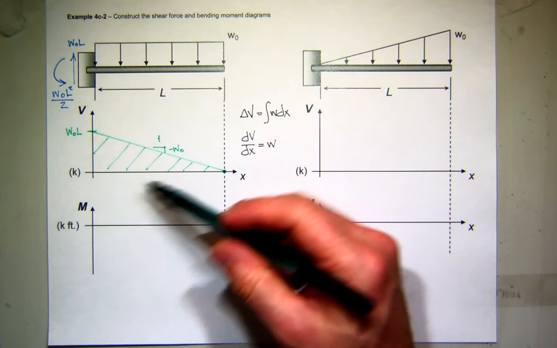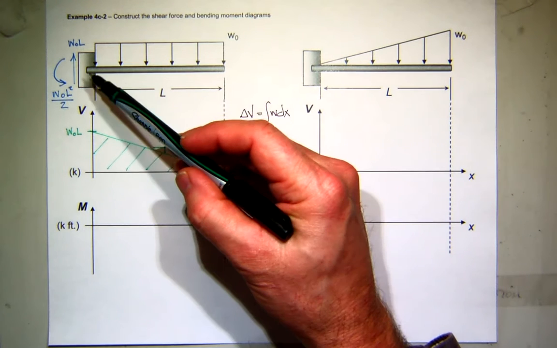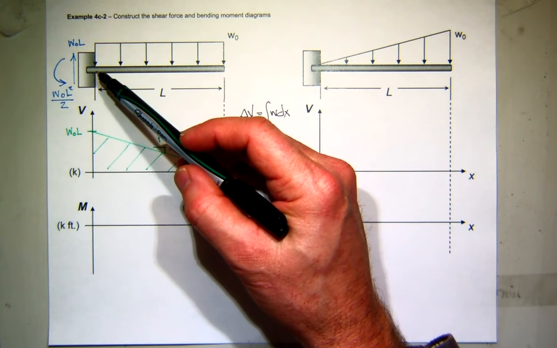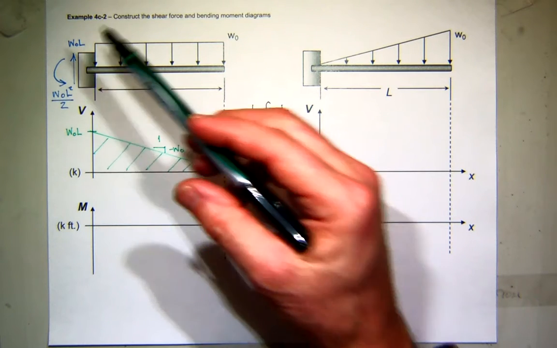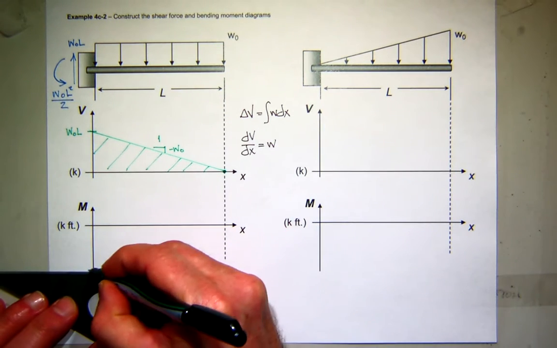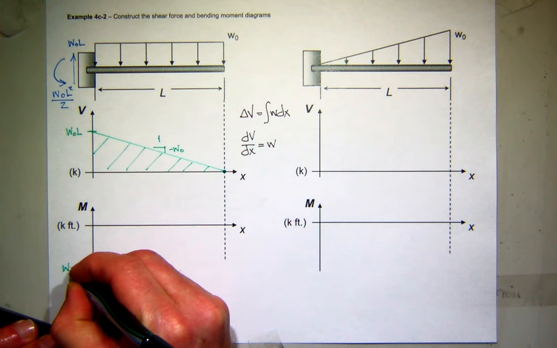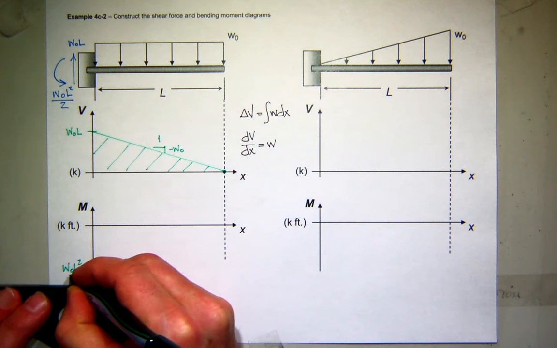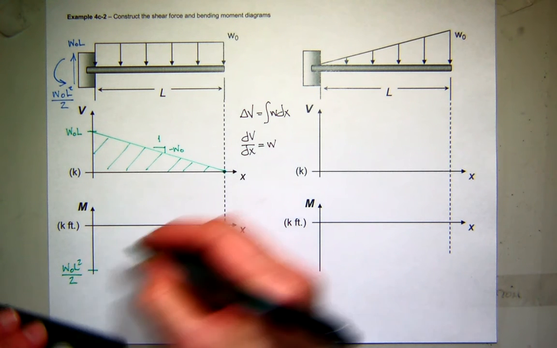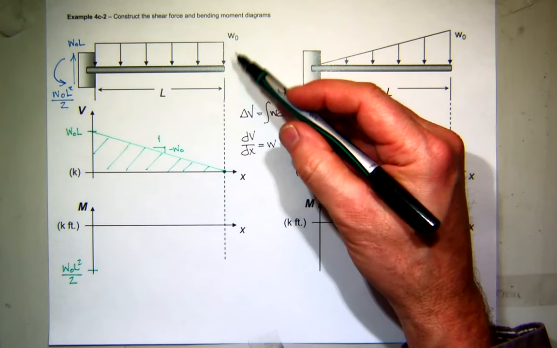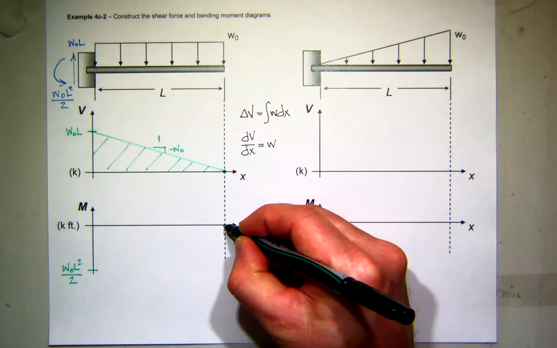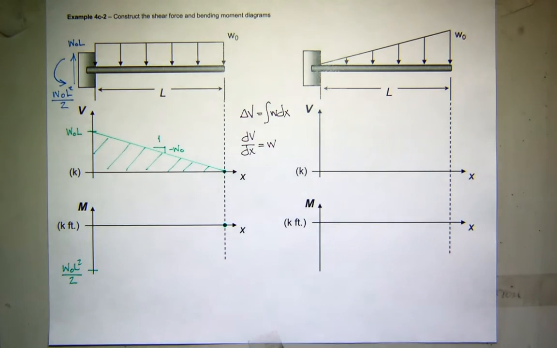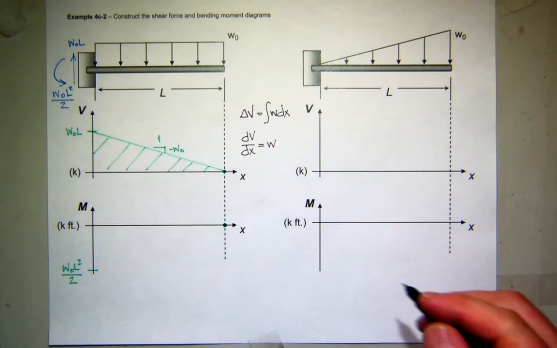Let's do the moment. What's the starting bending moment at the left side? What kind of bending moment is this? Positive or negative? Negative. That's negative. So I'm going to start at a negative value of W naught L squared over 2. What's the bending moment at this free end without an applied moment? 0. So let's see if I can connect those dots.